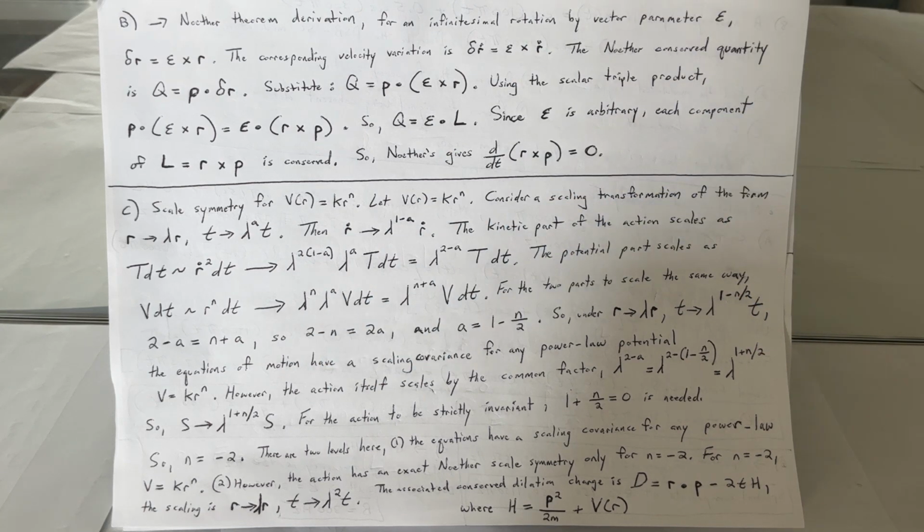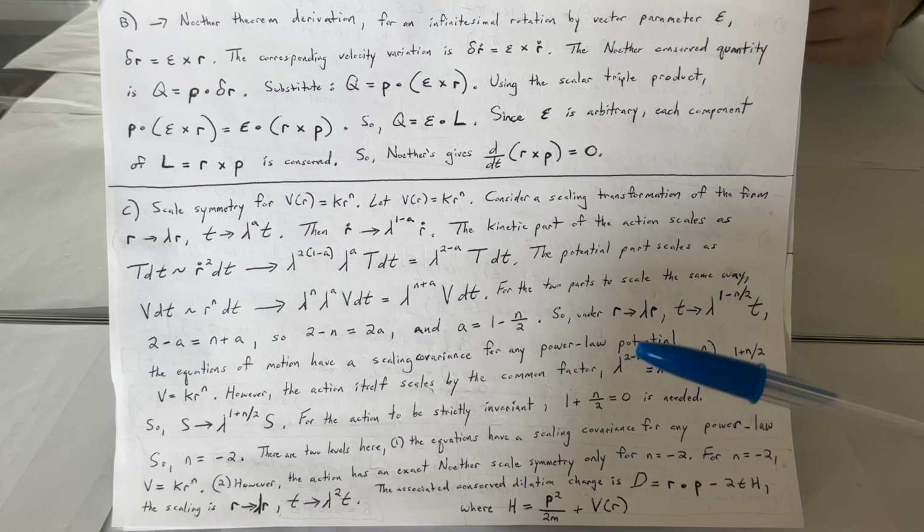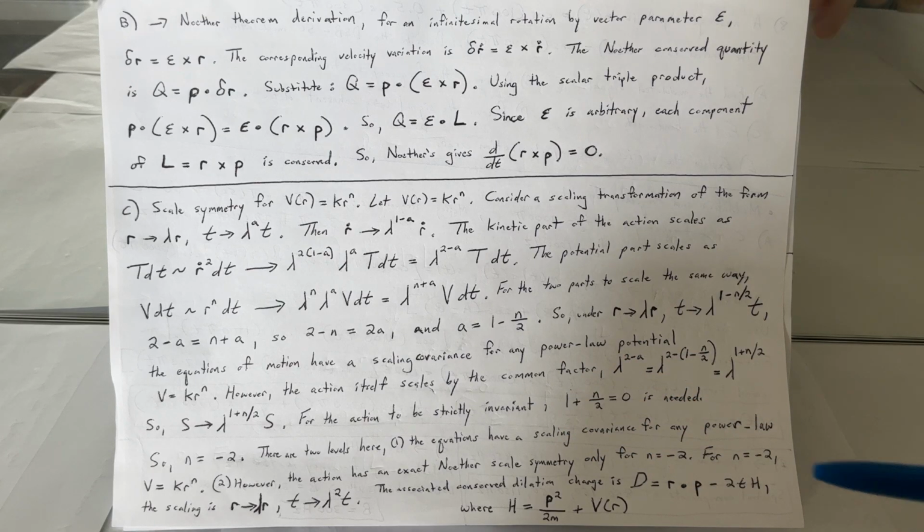And the equations of motion have a scaling covariance for any power law potential, where V equals k r to the n. However, the action itself scales by the common factor lambda to the 2 minus a, which equals 2 minus quantity 1 minus n over 2, which equals 1 plus n over 2. So S goes to lambda to the 1 plus n over 2 S, and for the action to be strictly invariant, 1 plus n over 2 equals 0 is needed. So n equals negative 2.